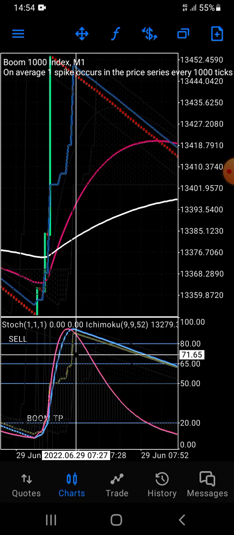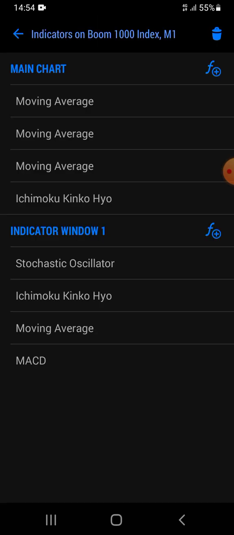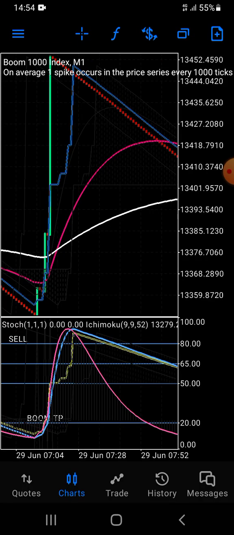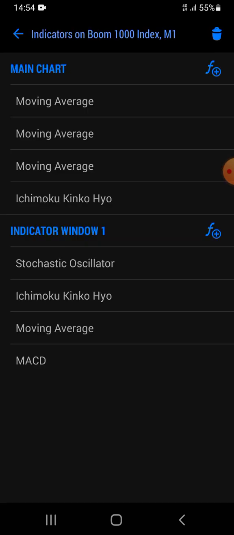So it is this yellow line here in the main. That's my Ichimoku. I think I should make it a bit darker and just make it 4 pixel so that it's very sharp. Okay. So also we go back to your indicator window 1.